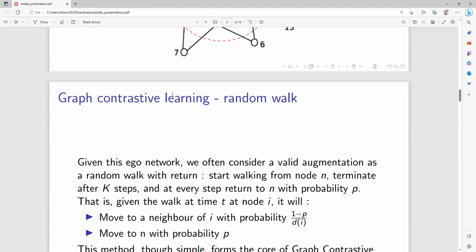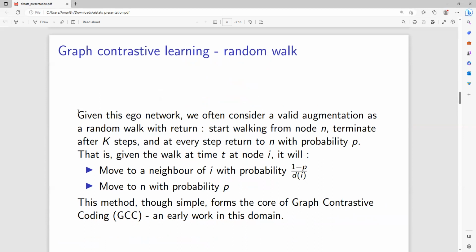So a very strong augmentation is just the random walk. And the random walk, well, we probably know what it is, but to refresh your memory, if at time t our random walk is at node I, and starting from node n, of course, we will be moving to a neighbor of I with probability 1 minus p, and we can move to each of the neighbors with equal probability. So that's going to be 1/di, where di is the degree of I. Or we can move back to n with probability p.